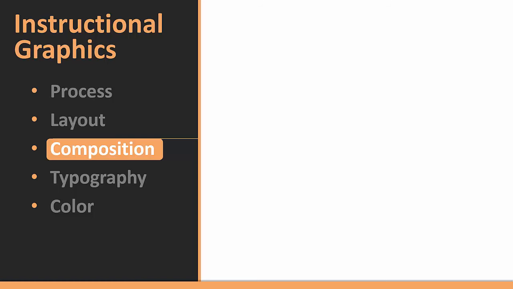But the art of composition involves more than just elements because elements can be positioned in layers, they can have attributes, and they can have effects. So let's talk about this in more detail and let's look at some examples.